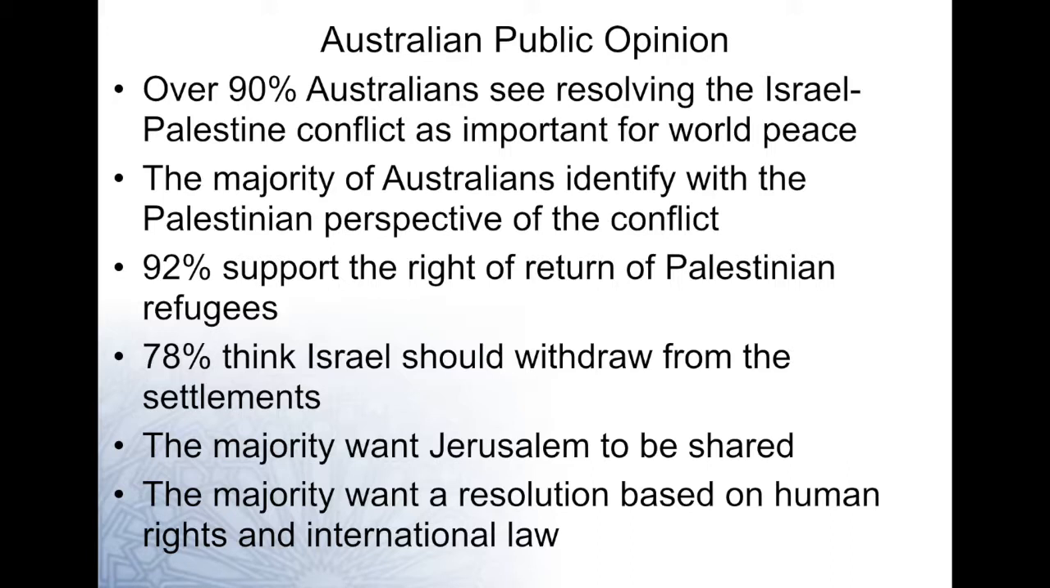92% of Australians support the right of return of Palestinian refugees. 78% think that Israel should withdraw from the settlements. And the majority want Jerusalem to be a shared capital between Israel and the state of Palestine. And the majority want a resolution based on human rights and international law. That's what the Australian public has said.